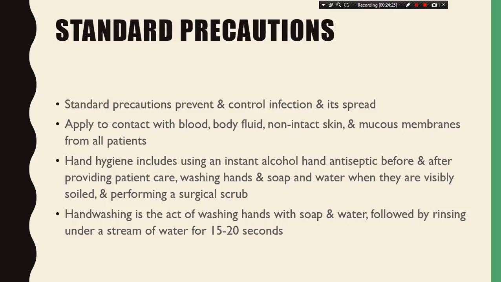This also means that hand hygiene includes the use of an instant alcohol hand rub before and after providing patient care, washing hands with soap and water when they are visibly soiled, and performing a surgical hand scrub when appropriate, and this would be in the OR. Hand washing is the act of washing hands with soap and water using friction, followed by rinsing under a stream of water for 15 to 20 seconds. We also need to remember that that might deviate in other agencies, where they might encourage you to wash your hands for 30 seconds.